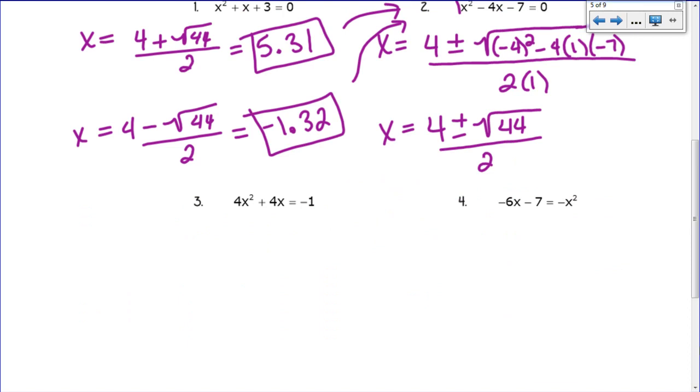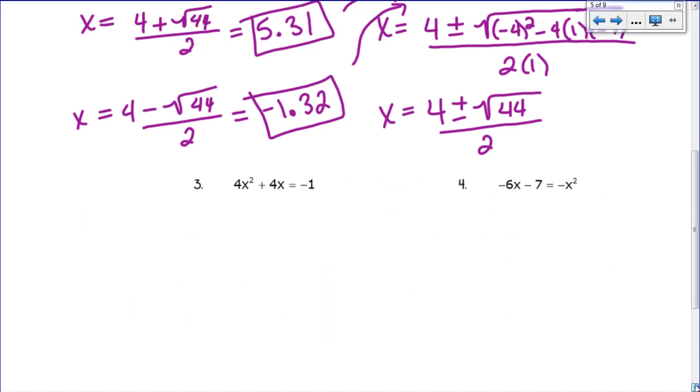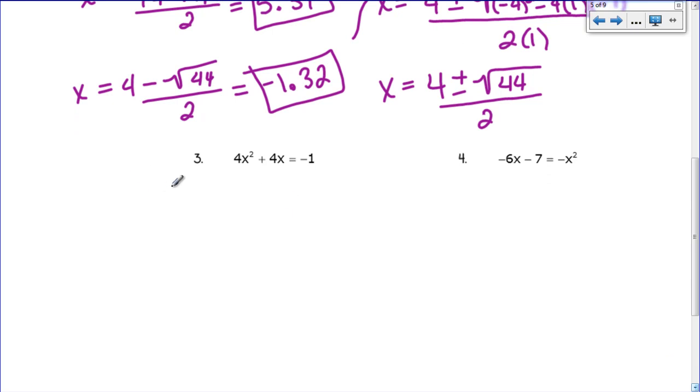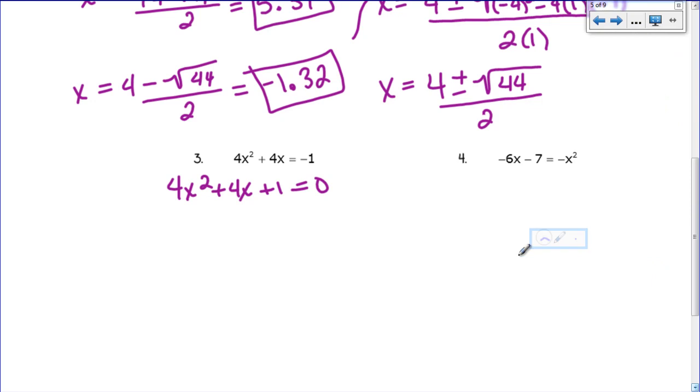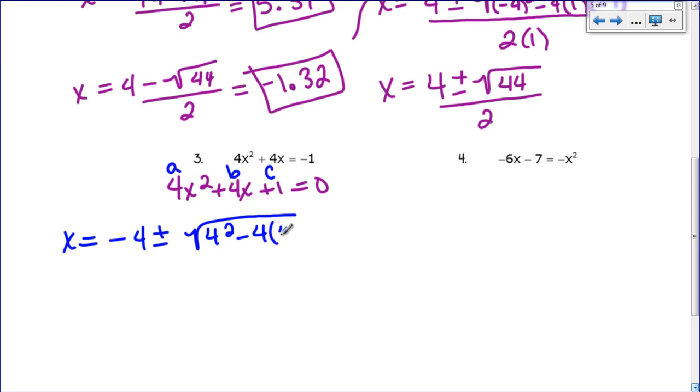You'll see that number 3 is not written in standard form, so the first thing we've got to do is make it equal 0. So we're going to add 1 to both sides, so you end up with 4x squared plus 4x plus 1 equals 0. So we're going to go back to our formula. Change colors so that it looks, see what's up. So I have x equals, this is a, this is b, and this is c. Well, the opposite of b is negative 4, plus or minus the square root of 4 squared, because b is 4, minus 4 times a, which was 4, times c, which was 1, all over 2 times a.